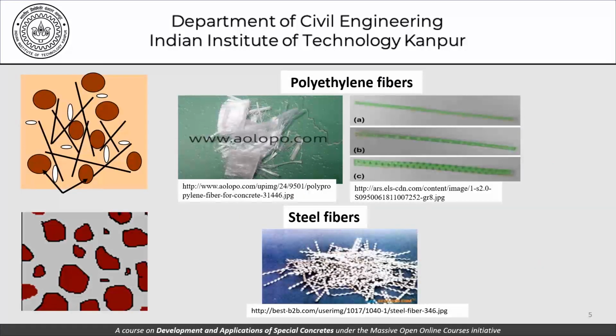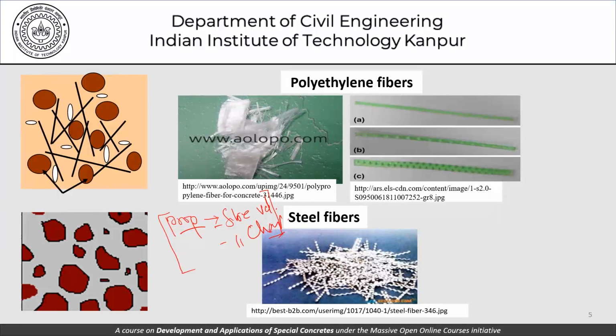Now, this is again a reiteration of the type of fibers that we use: steel, polyethylene, maybe aramid, glass, and so on. Now, the extent of modification in the properties of the concrete would depend on the fiber volume and the fiber characteristics. So obviously, whether it is the properties of fresh concrete or the properties of hardened concrete, this simple thumb rule will still operate.